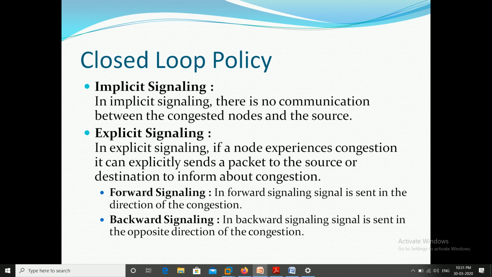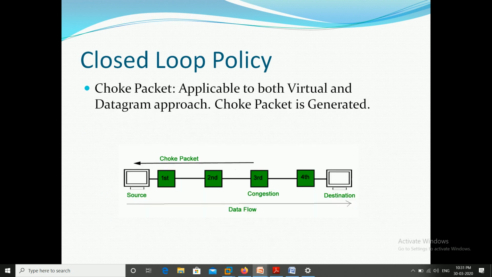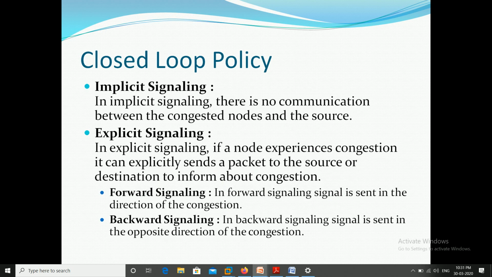In case of forward signaling, it will send the packet towards the destination. It will tell the destination that you want this packet, but this packet is stuck over there. You're not able to receive the next packets, right? In case of backward, it will tell the source that this packet generated by you for this particular destination is stuck somewhere at the first, second, or third node. You're not able to generate the next packets. So this is the closed loop policy in case of congestion control.